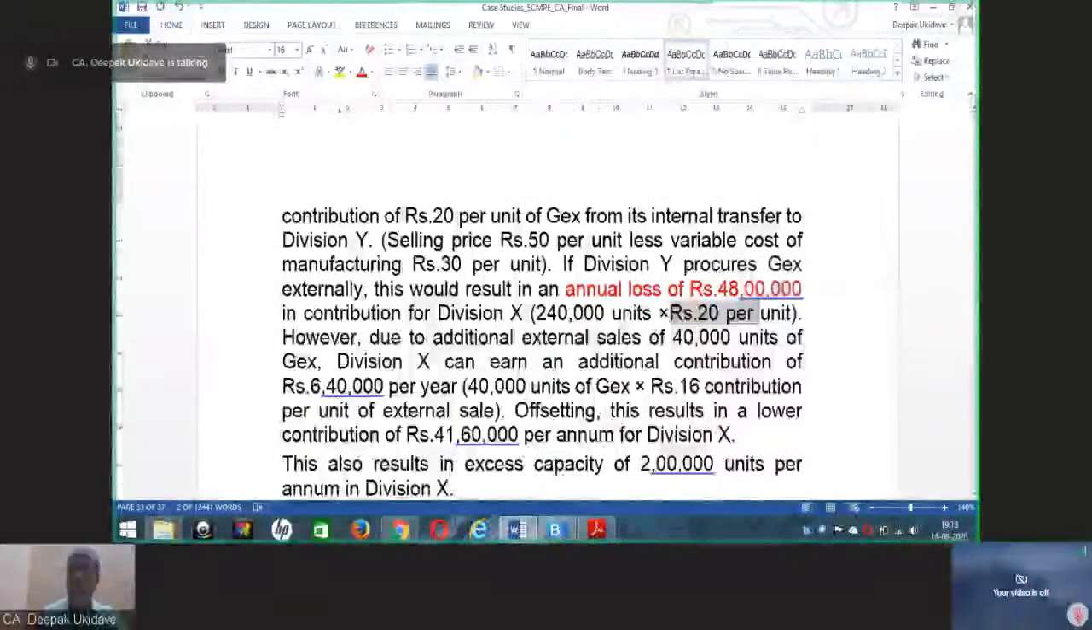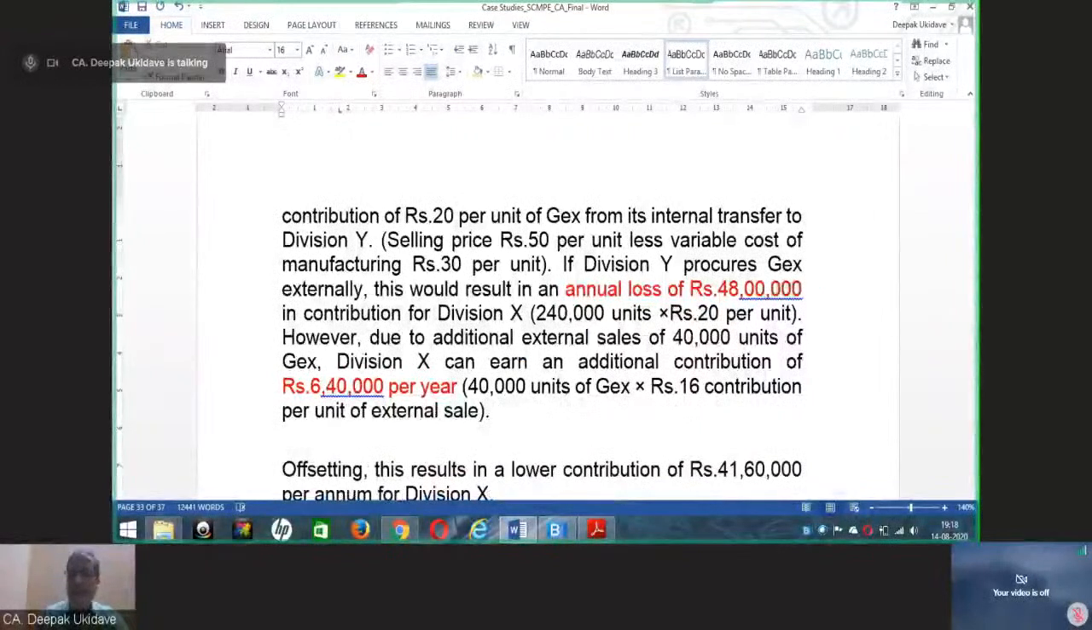However, due to additional external sales of 40,000 units of JEX, division X has earned additional contribution of 16 into 40,000, that is 6,40,000 per annum. This I have given purposely in narrative form so that I could express the logical reasoning for this. So there is an annual loss of 48 lakhs by not catering to division Y. Now when you are discussing from division X's point of view, don't confuse, don't discuss from the company's point of view, one at a time. आप company's point of view discuss करते हो तो holistic approach, overall view.